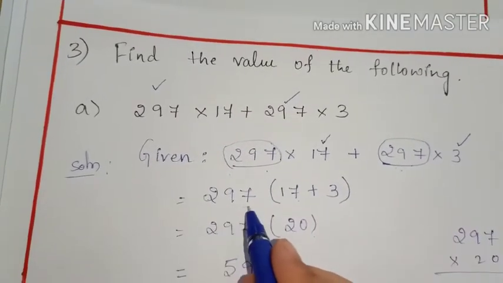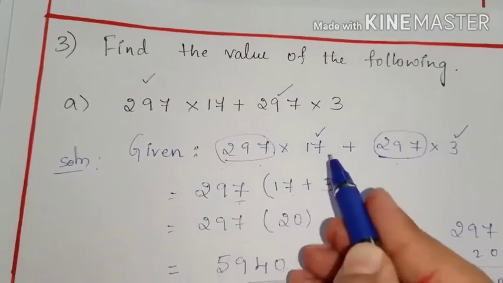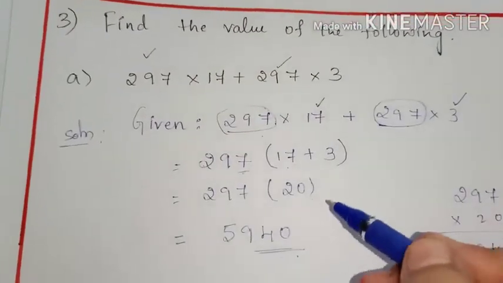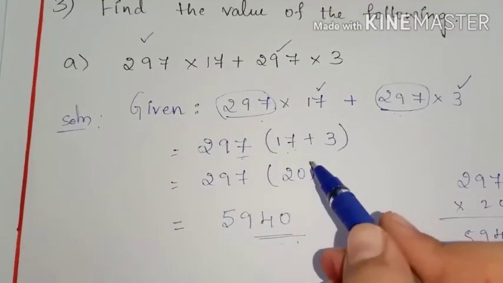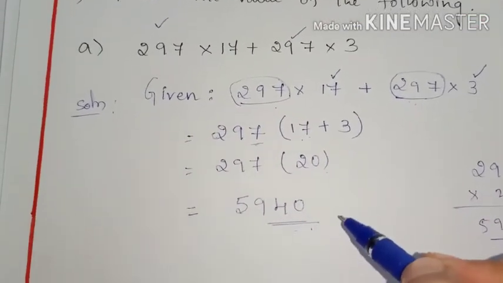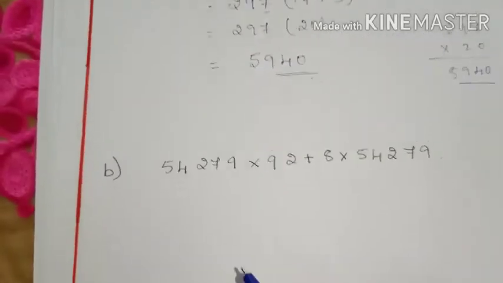One rule we have followed here is that the number which is repeated 2 times, we have taken as common and written 1 time. Then the remaining numbers we have written inside the bracket. And then as usual, the addition and multiplication process goes on. Fine. Let's see the question B.